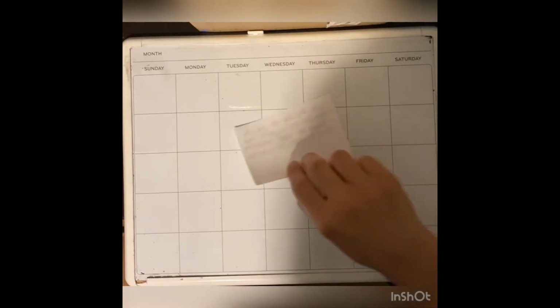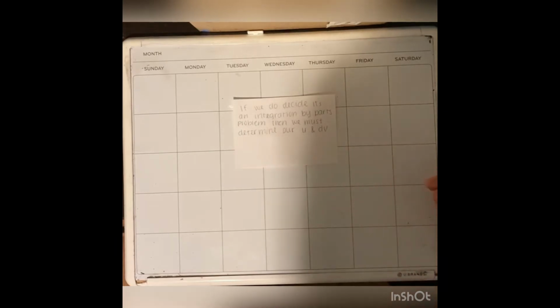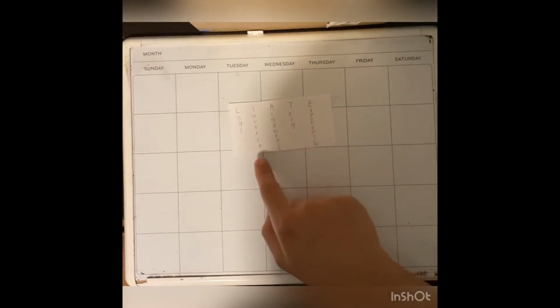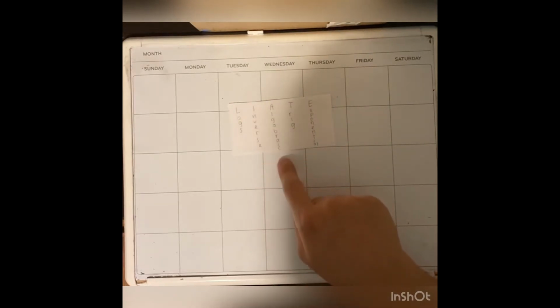When looking at an integral, we must decide if we need to use u substitution or integration by parts. If we do decide it's an integration by parts problem, then we must determine our u and dv. To determine our u, we must use the expression LIATE. L stands for logs, I stands for inverse, A stands for algebraic, T stands for trig, E stands for exponential.